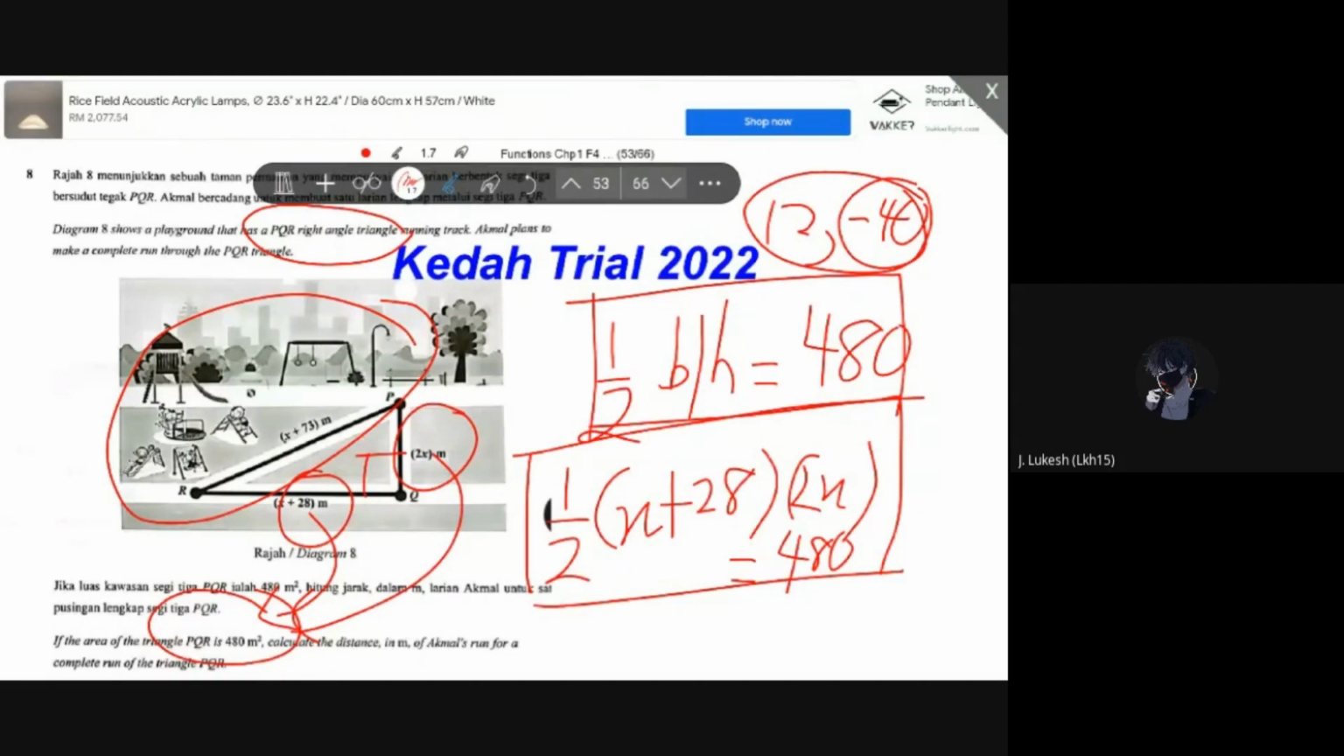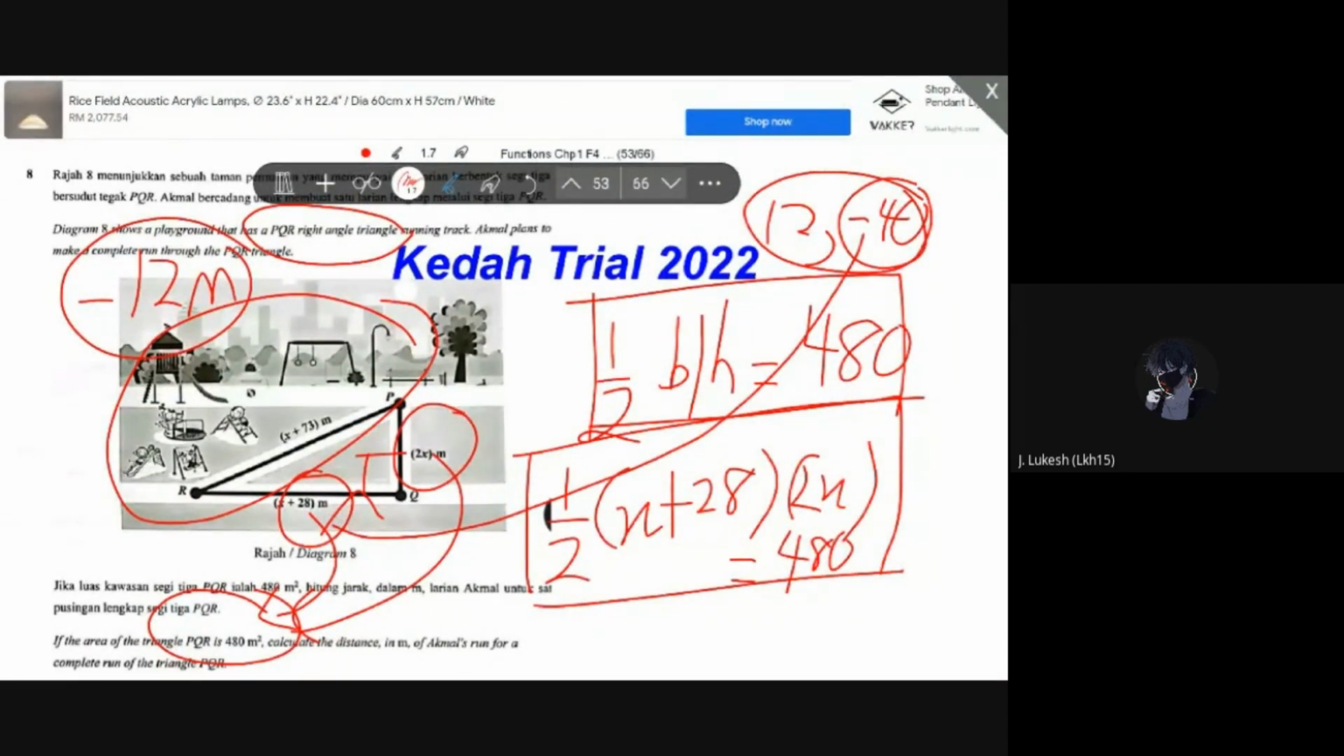What are you telling actually? What do you mean? Oh, can't. I got shocked for a while. Never mind. Okay, so negative 40 cannot because when you sub negative 40 inside here, kamu akan dapat negative 12 meter. So negative 12 meter ini tak boleh wujud dalam situasi harian ini.